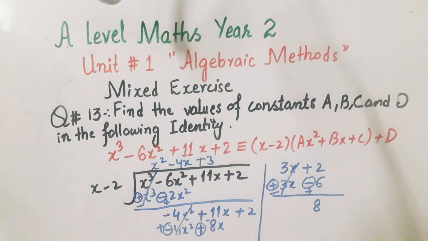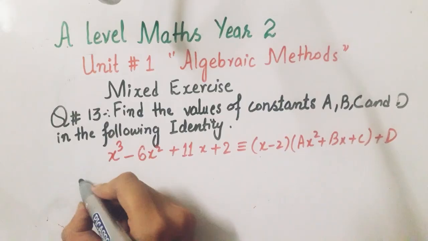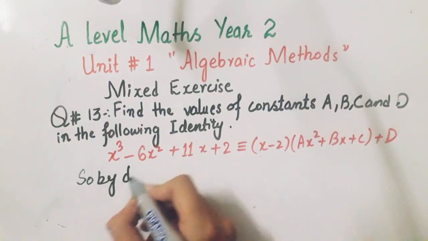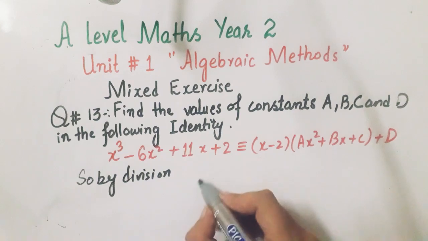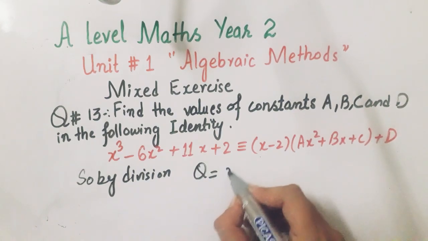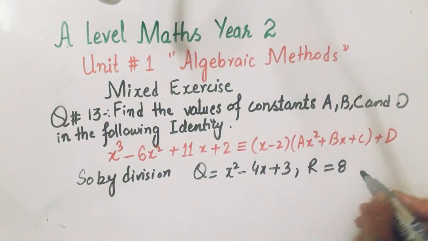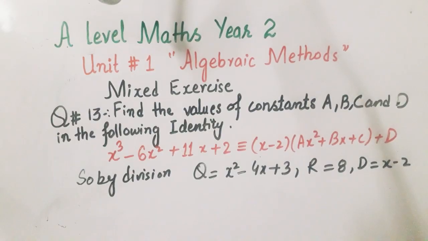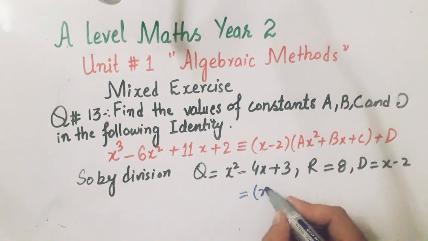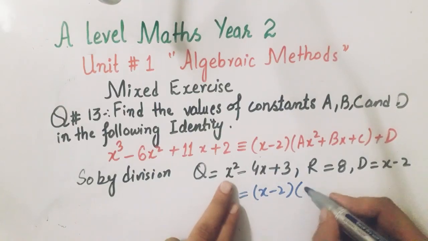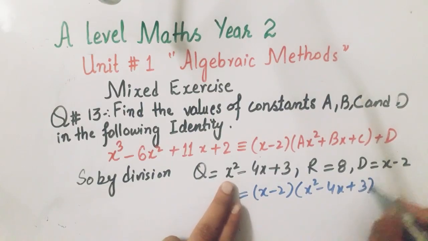Now we will write this in improper form. So by division we get the quotient x square minus 4x plus 3, and the remainder was 8, and the divisor was x minus 2. So we will write this in the form of a fraction. Then x minus 2 is multiplied by the quotient, that is x square minus 4x plus 3, and d is the remainder, that is 8.